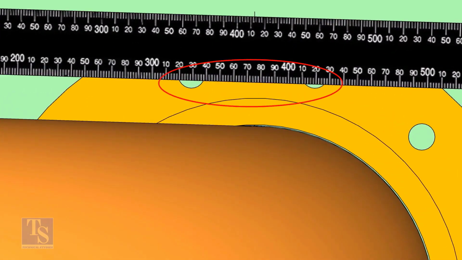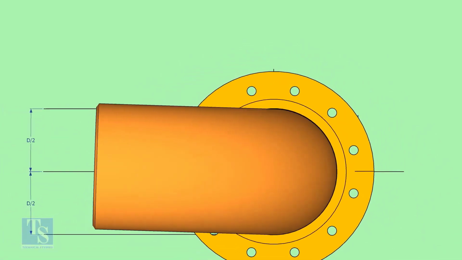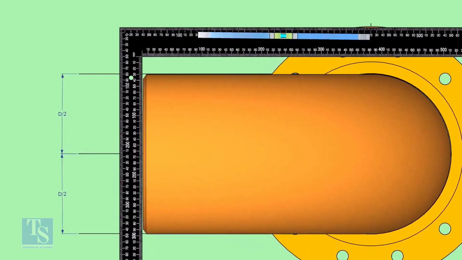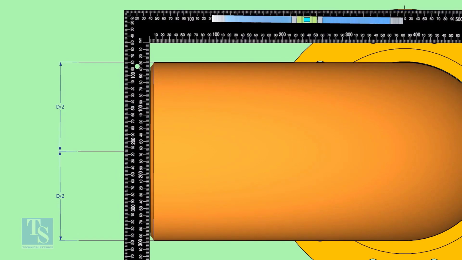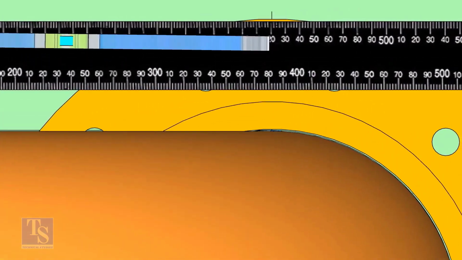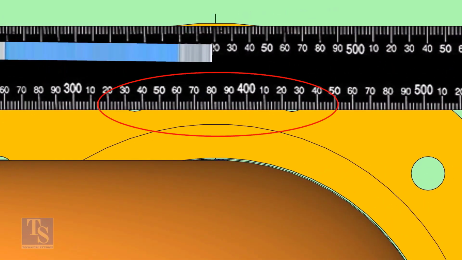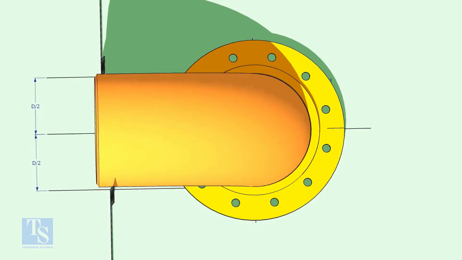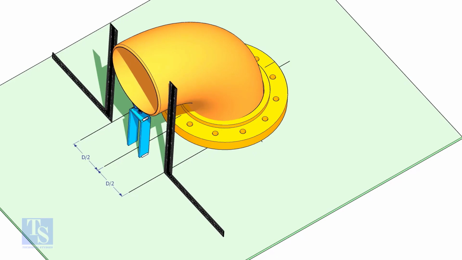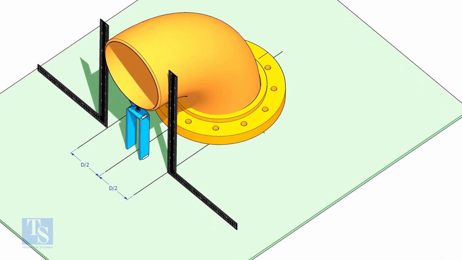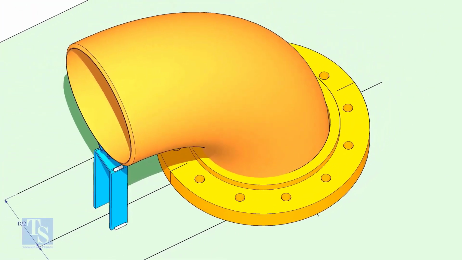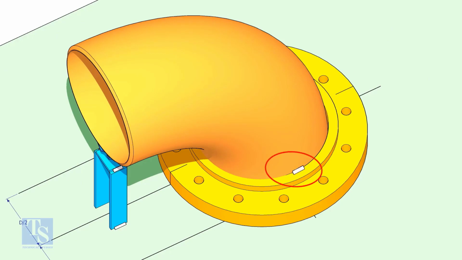In this case, the elbow center line is not parallel with the center line of the flange. Rotate the elbow and correct the center line. Tack weld on both sides of the elbow.